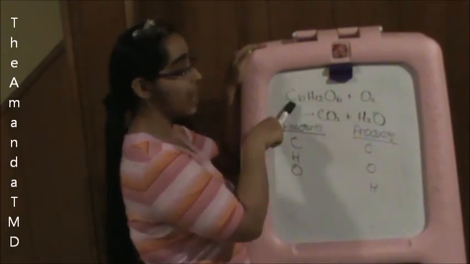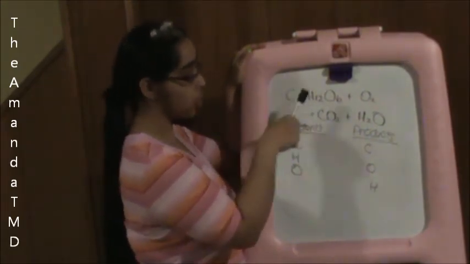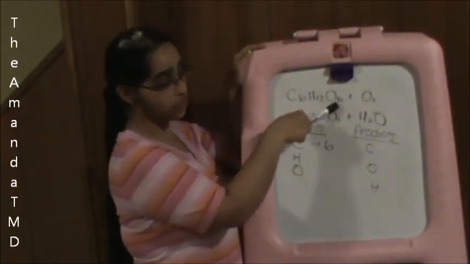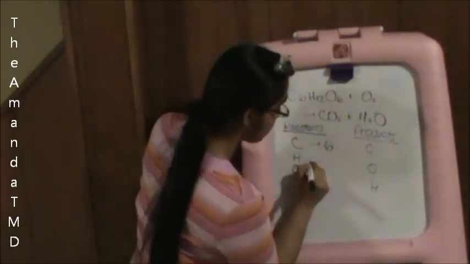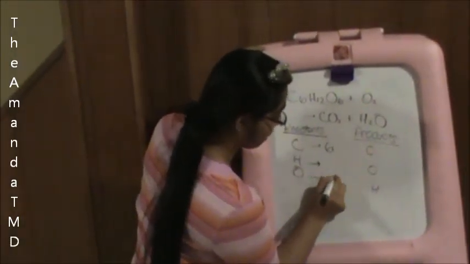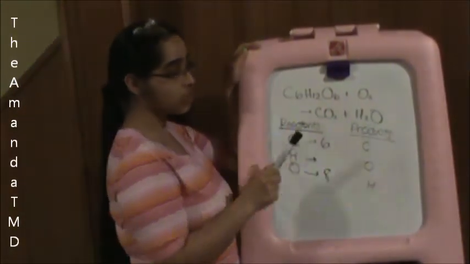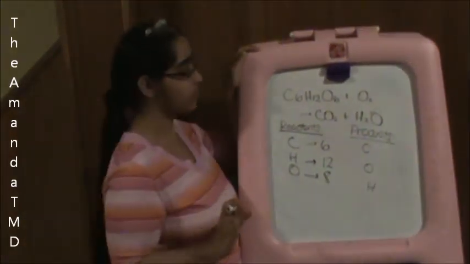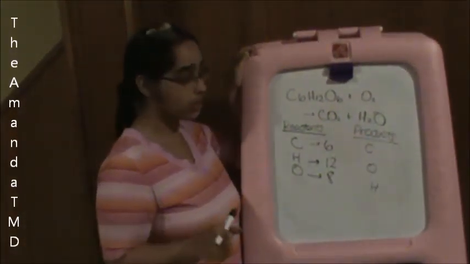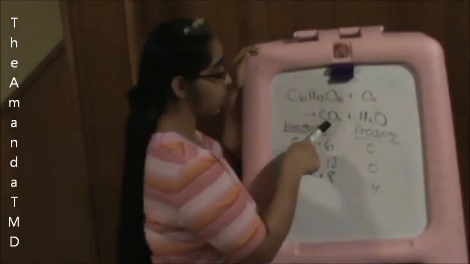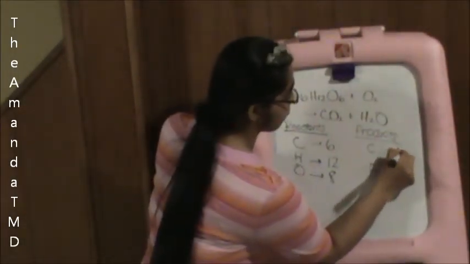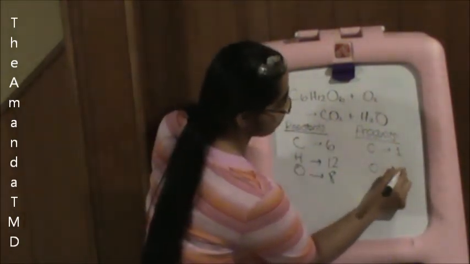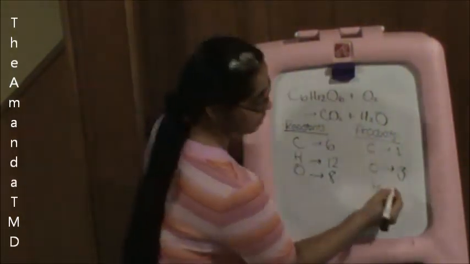So on my reactant side, I have 6 carbons, so I'll just note that I have 6. For my oxygens, I have 6 plus 2, which is 8. For my hydrogens, I have 12 hydrogens. Simple, right? Okay, now you do the same thing for your products. So on this side, I have 1 carbon, 2 plus 1, which is 3 oxygens, and 2 hydrogens.